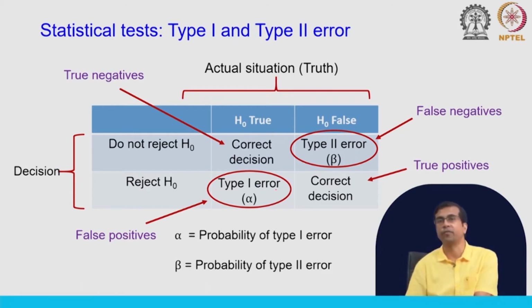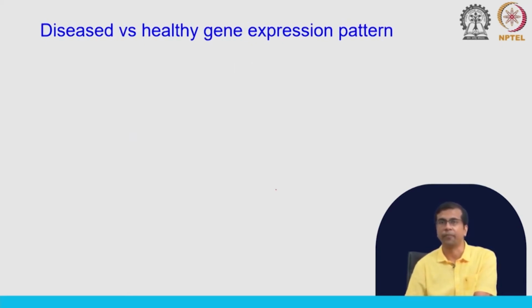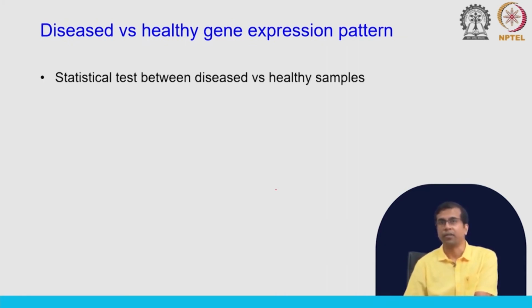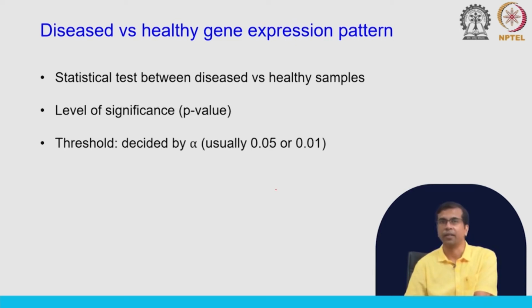This is a situation for an individual statistical test. You can imagine this scenario for each gene where we are doing hypothesis testing, and you have this truth table, the actual situation versus the statistical decision. Let us now imagine this disease versus healthy gene expression pattern. We do a statistical test between these diseased versus healthy samples, determine the level of significance, and decide this threshold. This is decided by alpha, which is usually 0.05 or 0.01, and is related to the type 1 error.